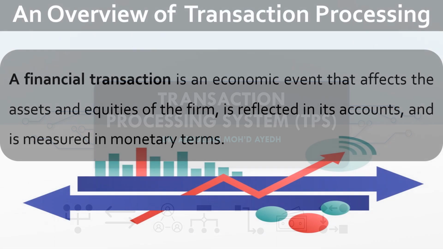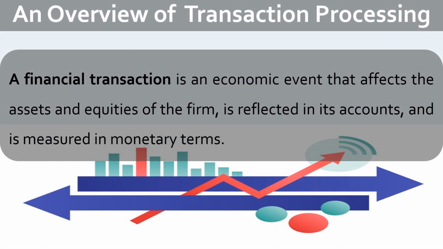So let's start with an overview of the transaction process. First of all, what is a financial transaction? A financial transaction is an economic event that affects the assets and the equity of the organization. It is reflected in its accounts and measured in monetary or dollar terms. So it will be represented in the first record of the transaction up to the financial statement at the end of the year.